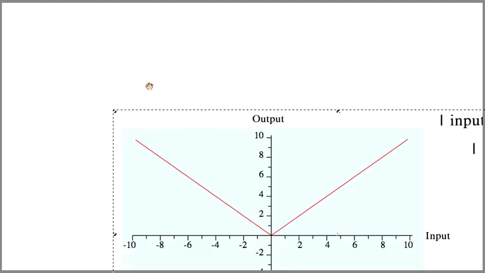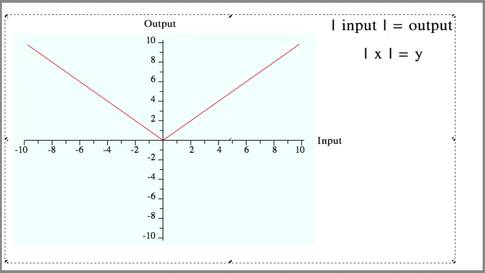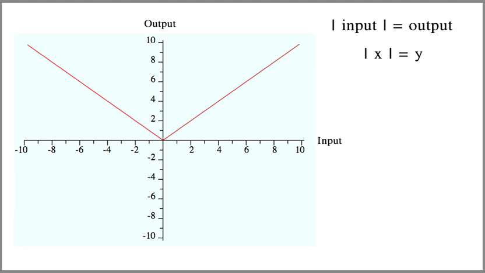Here is the graph of the function right here. The absolute value of x is equal to y. Notice my x-axis, I've relabeled it. I'm calling it the input, and I'm calling my y-axis the output. And the function, as far as I know, the absolute value function is the only one that speaks its name. A v, absolute value. And there you see it.